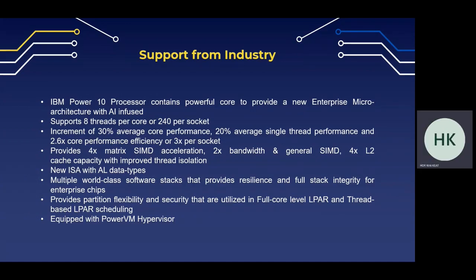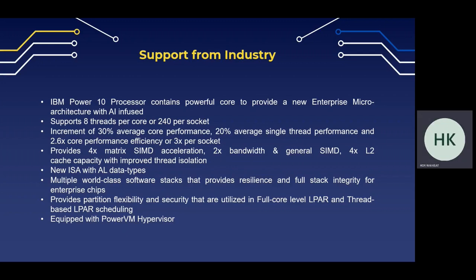For support from industry, IBM Power10 processor contains a powerful core that provides a new enterprise microarchitecture, and it is also AI infused. The processor is more flexible with support up to 8 threads per core or 240 per socket, and it is also optimized for performance and efficiency with the improvement of 30% average core performance, 20% average single thread performance, and 2.6 times core performance efficiency or 3 times a socket.